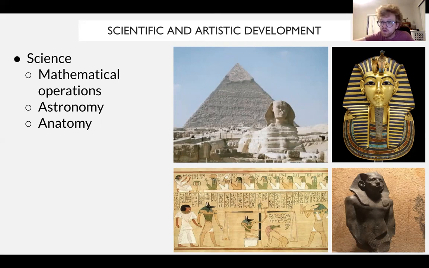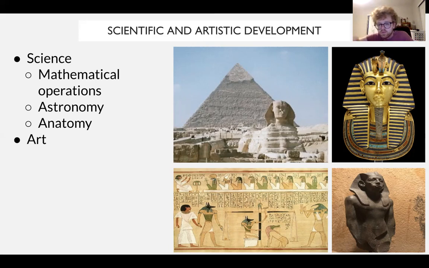You need mathematical operations. We know that they have a deep understanding of astronomy and anatomy. They oftentimes are building their monuments based on the movement of the sun. They're basing it on the movement of the stars. And when you cut up people for a living and take out all their organs and put them in jars with baboon heads, you're bound to know something about human anatomy.